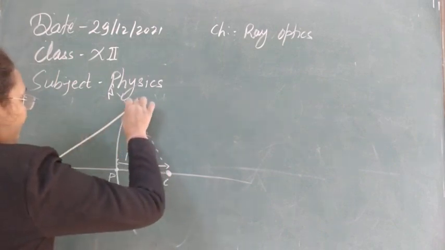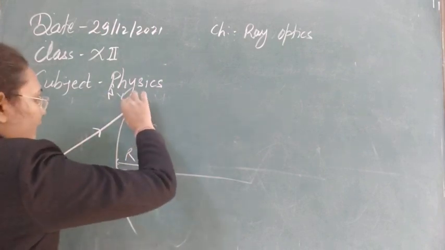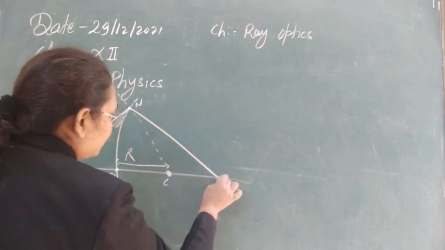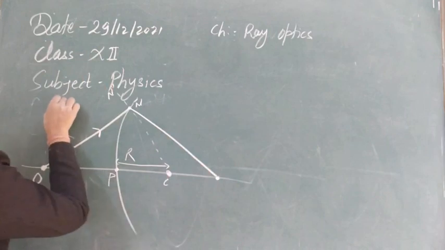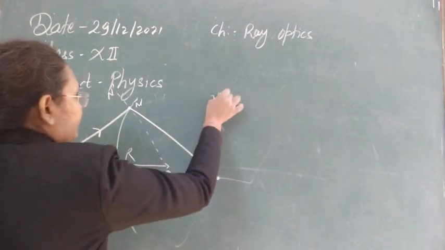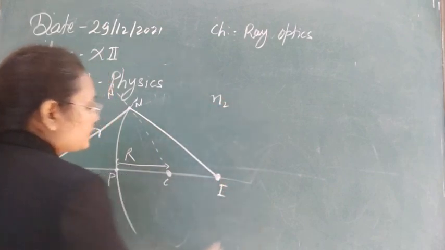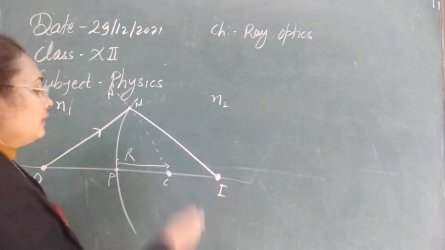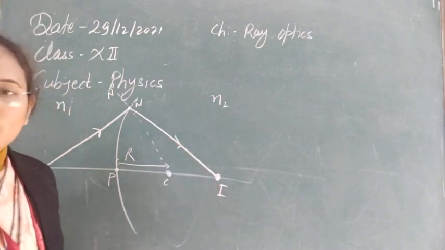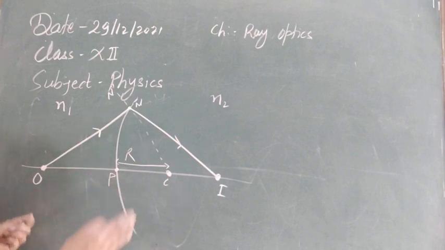Now the light will fall from here on this spherical surface, and obviously it will refract into another medium. As this is the first medium, for example, let us suppose it has n1 as refractive index, and this one has n2 as refractive index. Now this point on the principal axis, where the rays meet, will be the image of this object. So this is a very simple ray diagram that we will use to find the object or image distance if we have the information about this whole system.